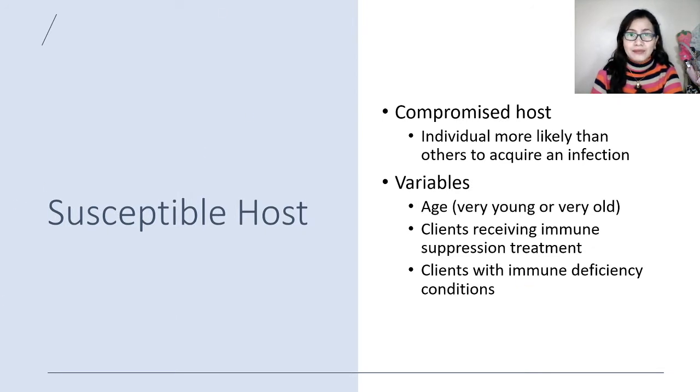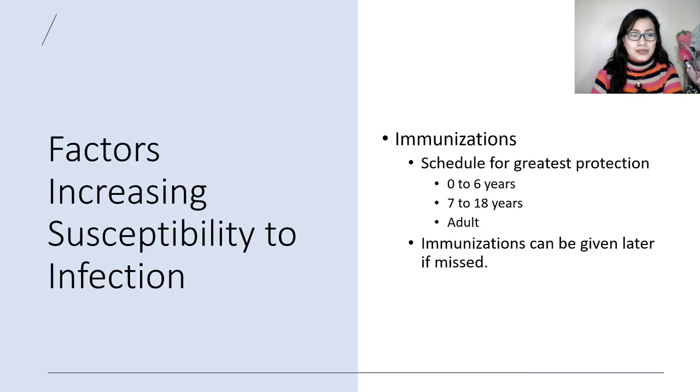Alright, next we have the susceptible host. So it is called the compromised host, where this is actually the individual more likely than others to acquire an infection. So, variables could be age, very young or very old, okay, clients receiving immune suppression treatment, or clients with deficiency conditions. Alright, so those are the elements of the chain of infection. And if it remains the same, that there's no treatment or intervention being done, then we cannot break the chain of infection.